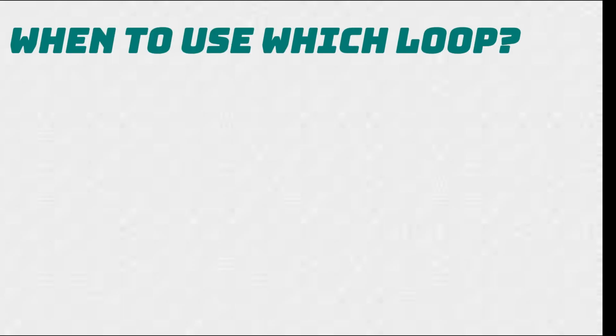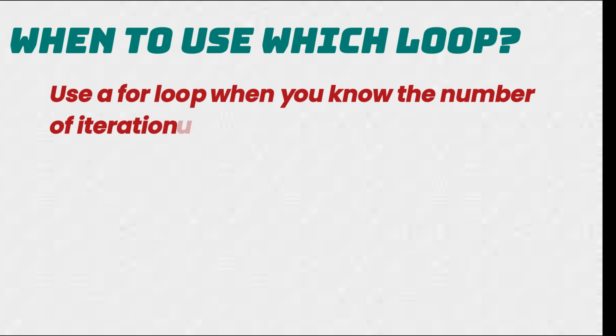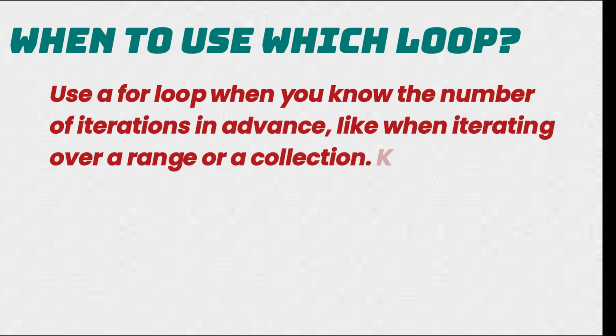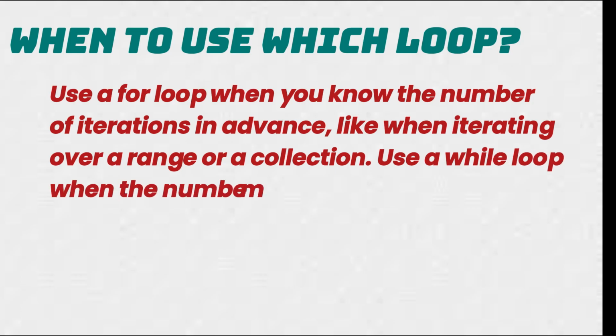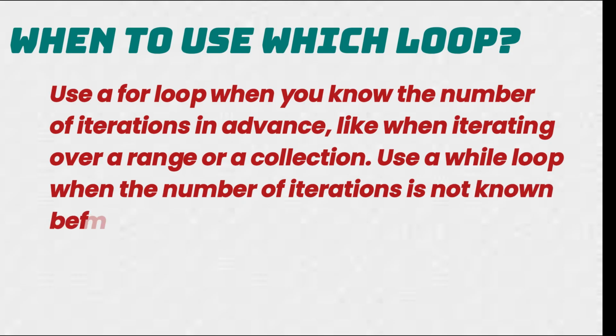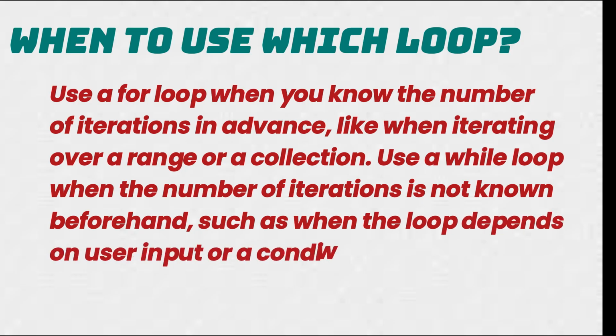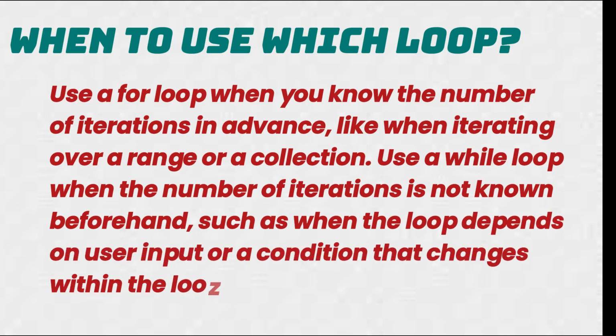When to use which loop? Use a for loop when you know the number of iterations in advance, like when iterating over a range or a collection. Use a while loop when the number of iterations is not known beforehand, such as when the loop depends on user input or a condition that changes within the loop.